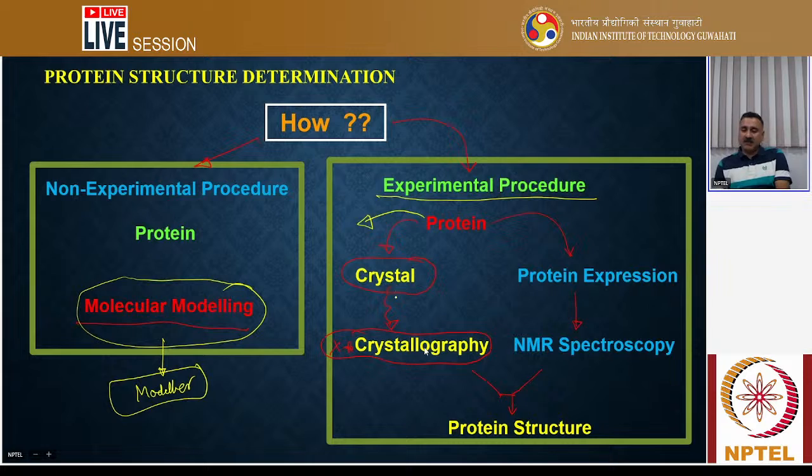And then subsequently, we have also shown you how you can collect the diffraction data, how you can analyze the diffraction data, and how you can solve the structures. The same is true when we were discussing NMR spectroscopy. So we discussed very briefly how you can do NMR spectroscopy and so on. And ultimately, you're going to get the tertiary structures.